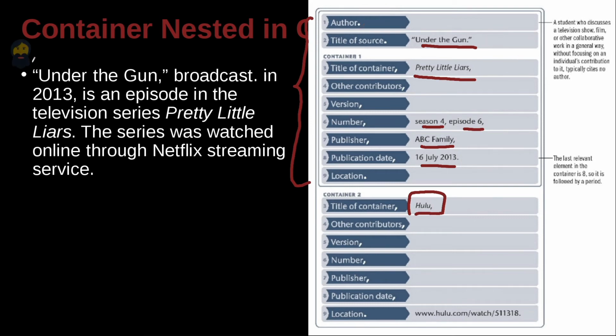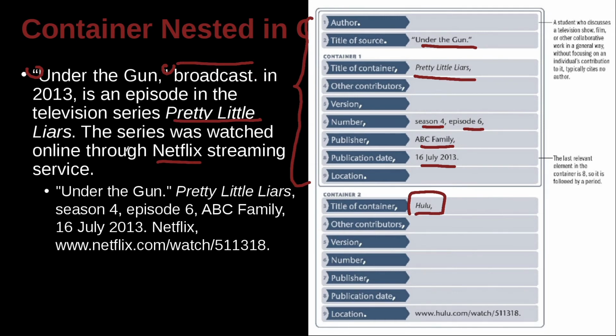So we don't have a name of a director or an author, but rather what we have is the episode, in quotation marks, and it is a broadcast. This little word here is telling us what it is. It's a broadcast, a television show. And it was in 2013. This is an episode of Pretty Little Liars, and it was on Netflix. Okay, that's a lot of good information.